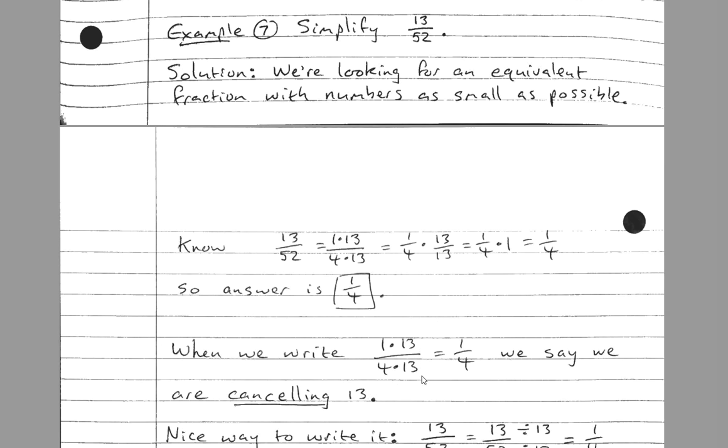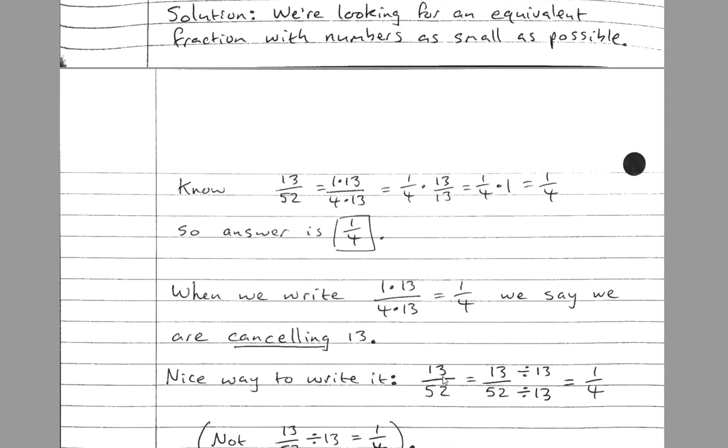And what we're doing, this is this important idea of canceling. Okay, so 13 over 52, if we write it like this, then we can see that this 13 cancels with this 13. And we get the simplified fraction 1/4. And yeah, nice way to write it.